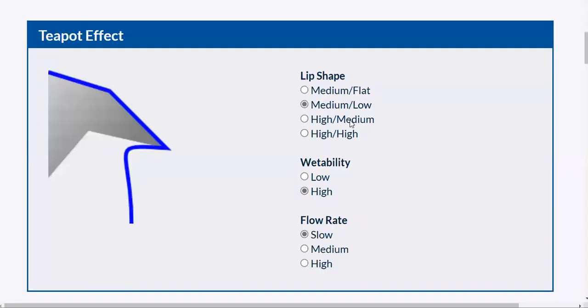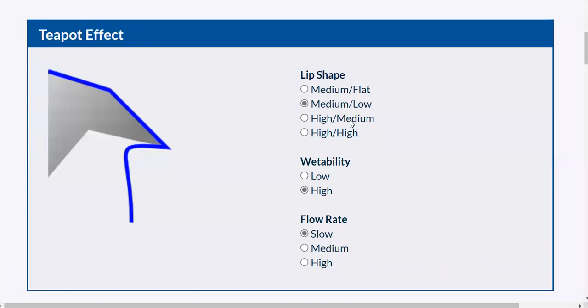Okay, so if I take the simple case of a teapot effect, I can change the lip shape. Lip shape is this cut thing, and you can have all these four possibilities. Then wettability, which means whether the liquid actually can wet the solid or not, high or low, and the flow rate, whether you have to pour it quickly or not. You might have seen in real life that when you pour it quickly, the effect is lower. So you could change these in this particular app.